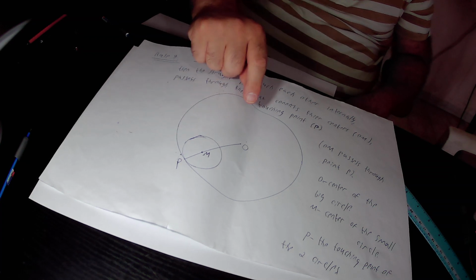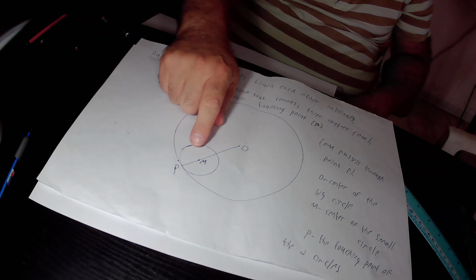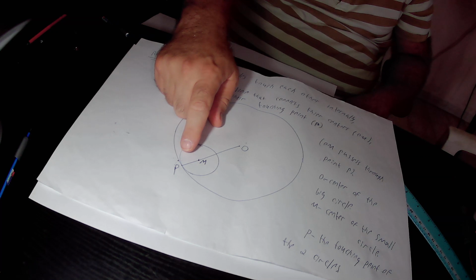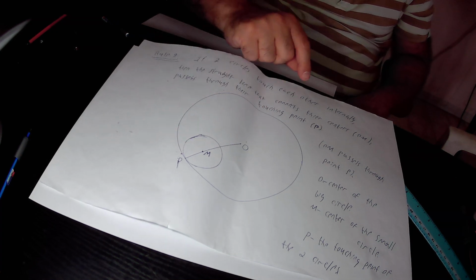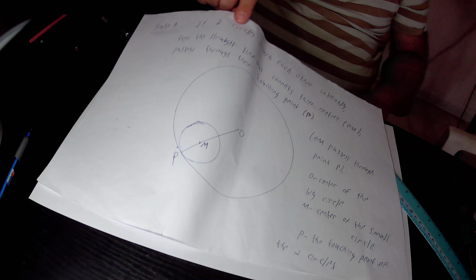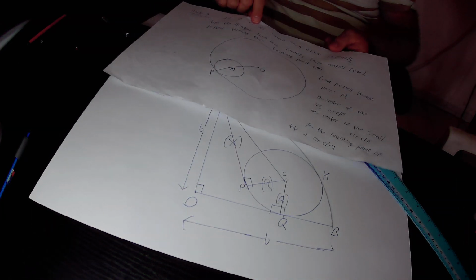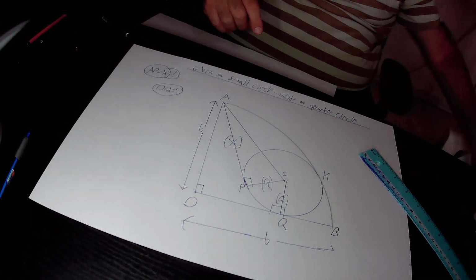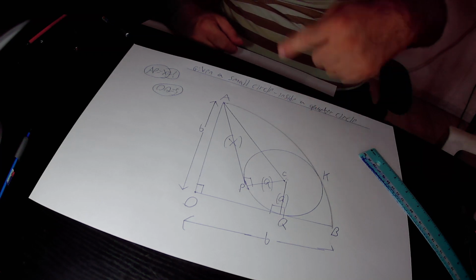OMP is one straight line. Again, the straight line OM must pass through point P, that is their touching point, or OMP is one straight line. So you can actually implement rule 9 in our drawing.